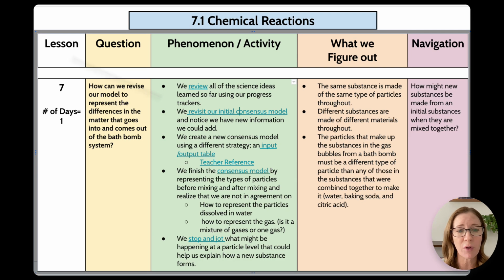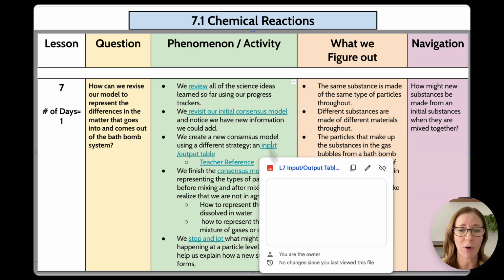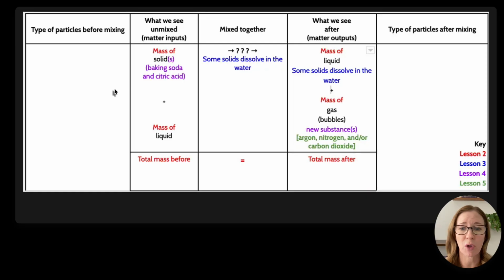Okay, so now that we've reviewed the ideas and went over that initial consensus model, we decide to create a new consensus model with a different look to it, a new strategy. We're going to use an input-output table. So the input-output table looks like this, and this is what it will look like when you are done with the review of the different lessons. You can see the different lessons are color-coded right here.